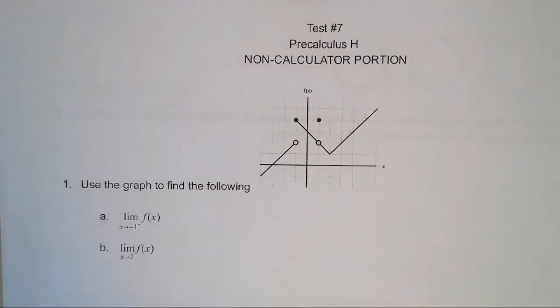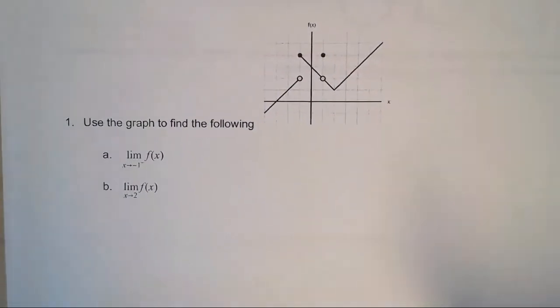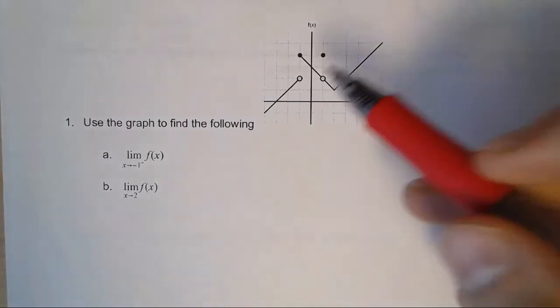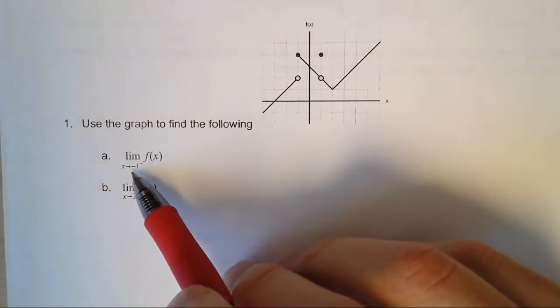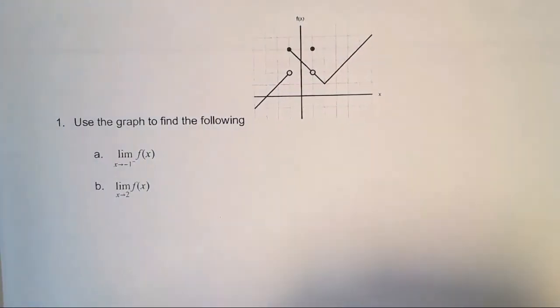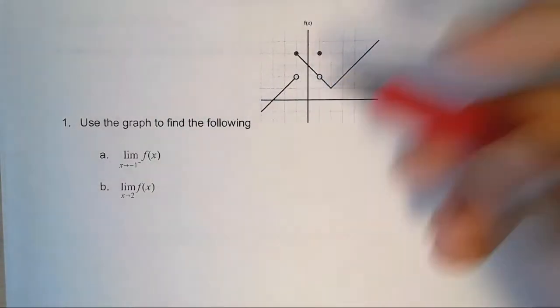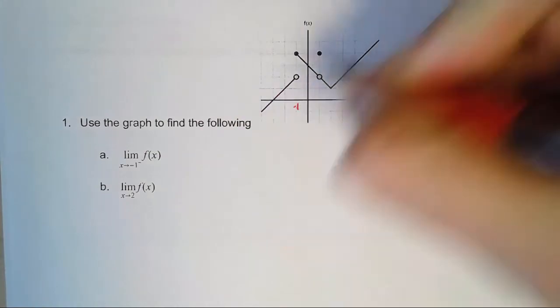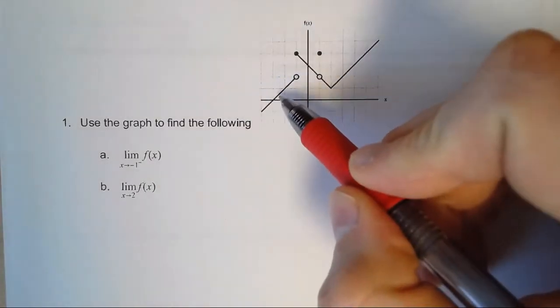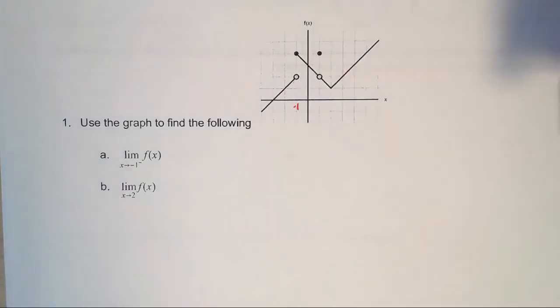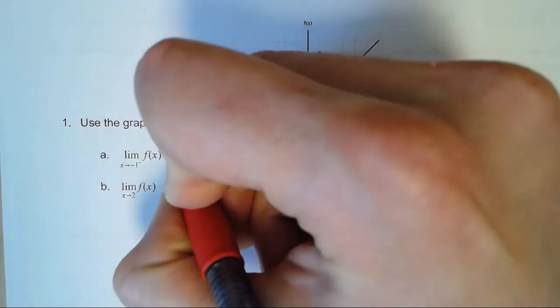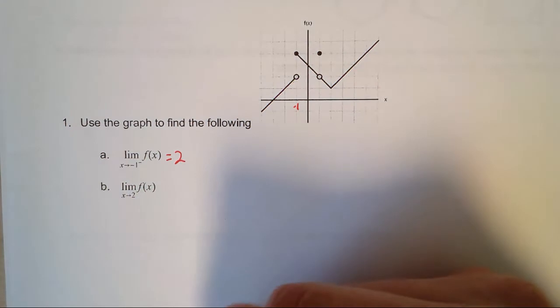All right, so let's go over test number 7. With question number 1, we were given this graph and we were asked to find two different limits. The first limit, we want to approach -1 from the negative side. So here's x equals -1, and we're asking, as we get close to -1 from this side, what do we approach? And we approach the value of 2. So that limit equals 2.